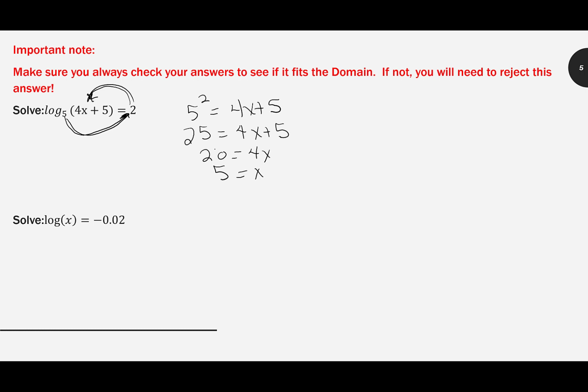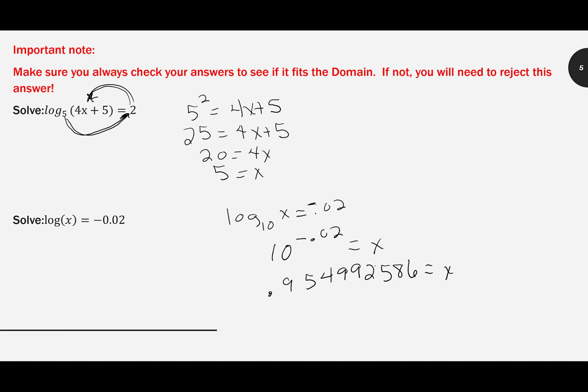That plugs in, we're good. Next one, another common log. So log of x is negative 0.02. Let's rewrite it. Log base 10 of x is negative 0.02. 10 to the negative 0.02 is equal to x. So if I wanted exact, this is exact, but let's also do an approximate. When I put it in my calculator, I get 0.954992586. I'm showing you everything I get. There will be directions saying how many decimal places to round to. Say that we're doing 4. Then we would look at 9549. This 9 would say round up. We would end up with 0.955.